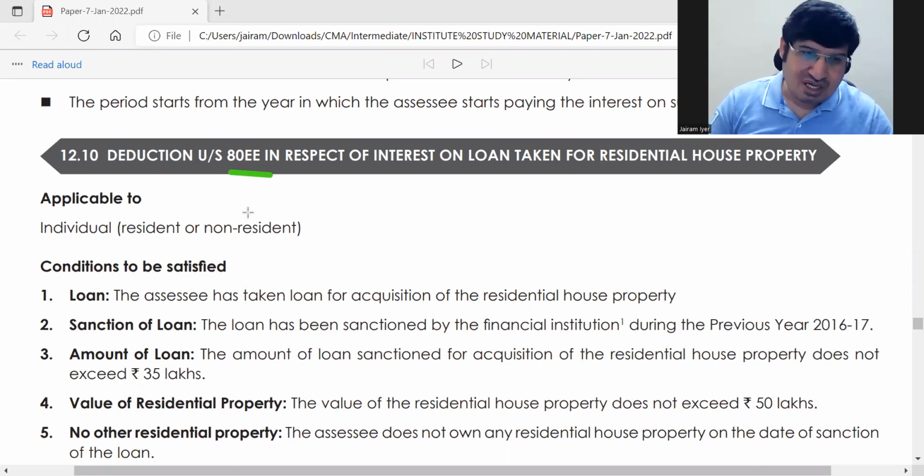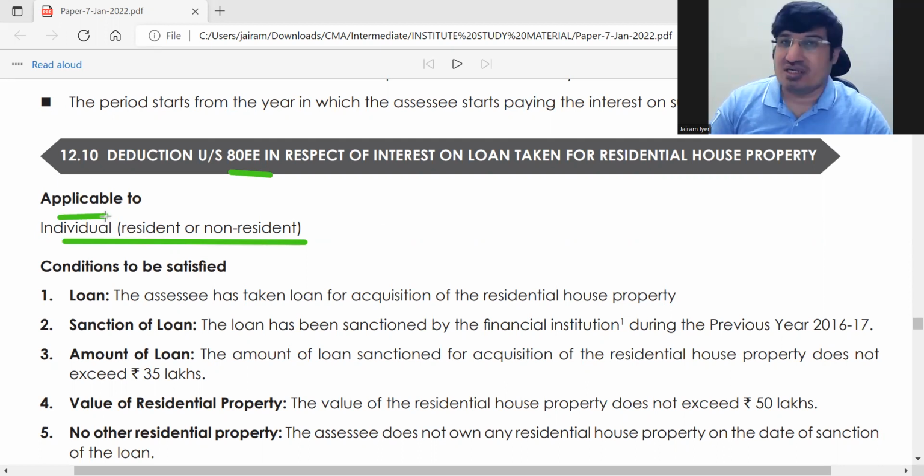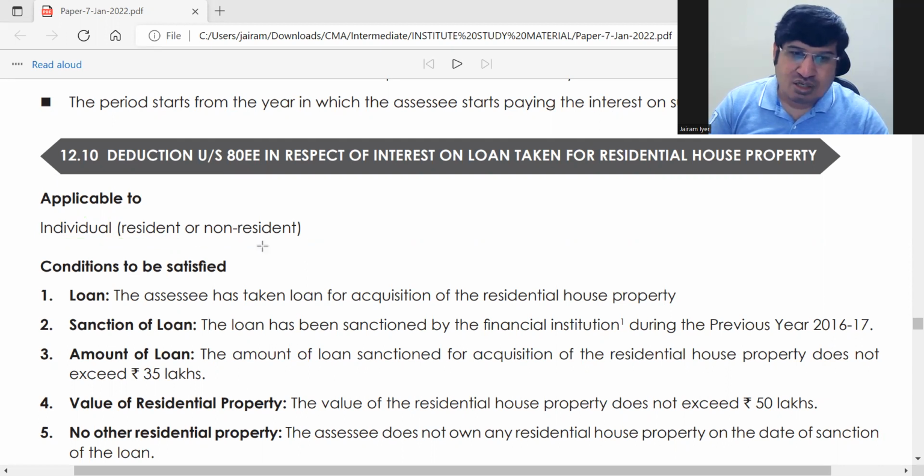The first thing is that it is applicable to an individual, resident or non-resident. This means it is any individual. They have not even talked about citizenship. So it is any individual, but remember, it is only an individual. No other person. Then conditions. He has to take a loan for acquisition of residential house property.